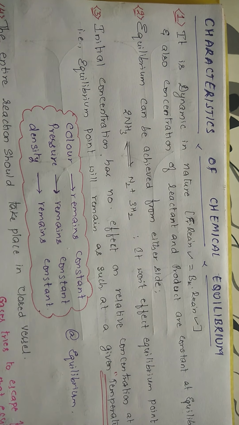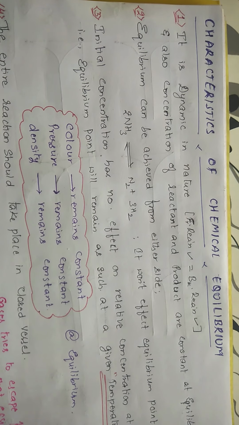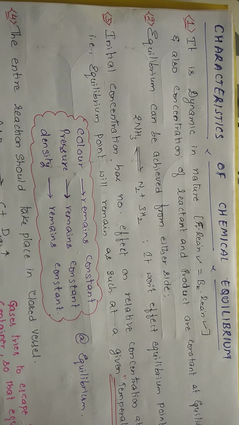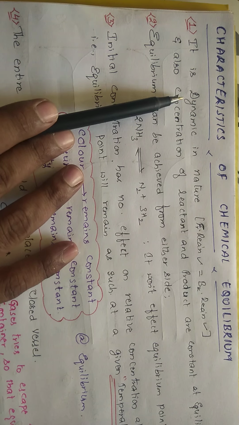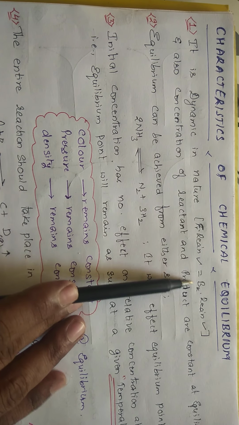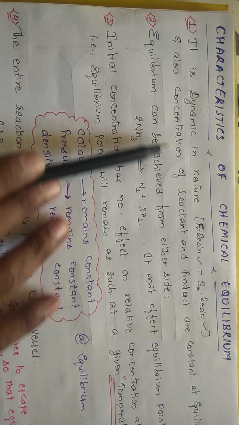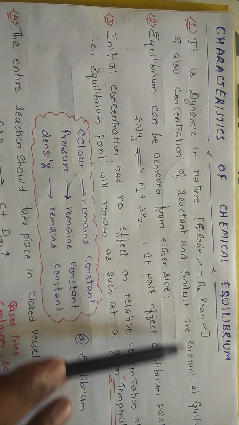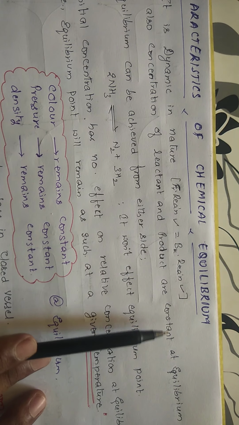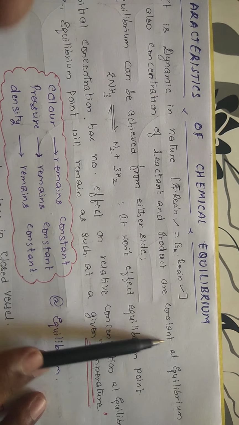In this lecture we are going to discuss the characteristics of equilibrium. There are four points. We know very well that equilibrium should be dynamic in nature, meaning the forward reaction should be equal to the backward reaction, and the concentration of the reactant and the product should be constant at equilibrium. See, I am saying constant, not equal. Constant means whatever is present should remain the same.